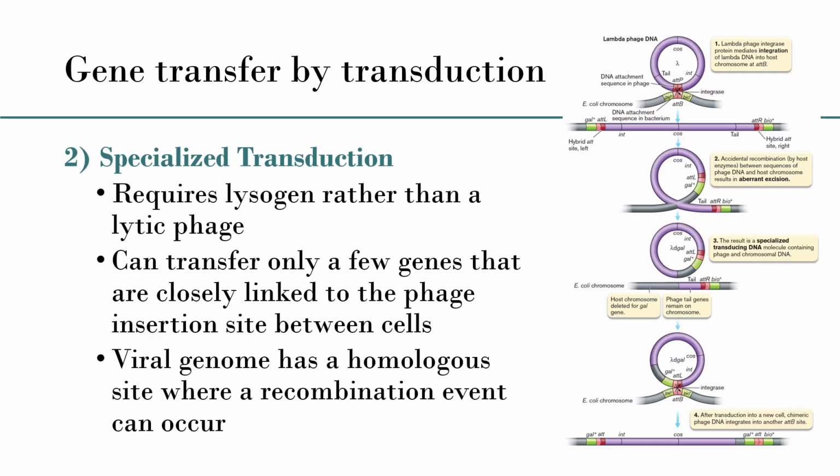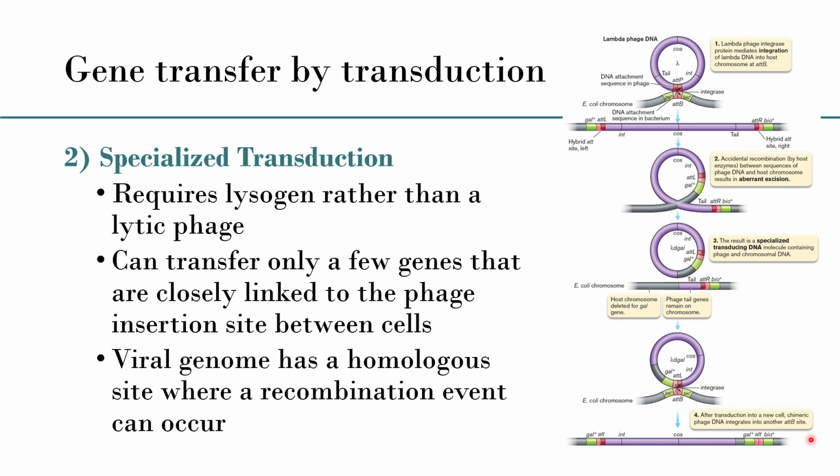Then there is specialized transduction. So this is going to occur with a lysogenic phage rather than a lytic phage. So in this case, the DNA of the phage gets integrated into the host chromosome, and when it pulls out of the chromosome, it may accidentally take some chromosomal genes with it, just like the HFR. When it pulls out of the chromosome, it doesn't necessarily just take itself. It may take extra genes that are close to the insertion point as well.